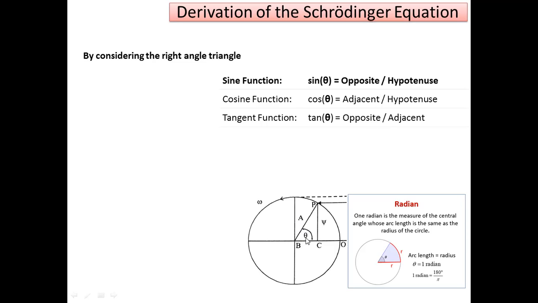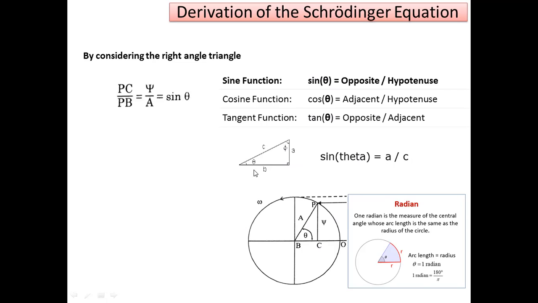And what is the cos theta? This is the adjacent, and this is the hypotenuse, and the ratio between these two is called the cos theta. For the tan theta, it is the opposite divided by the adjacent, and the ratio between those two is called the tan theta. Here we are going to use the sine theta. Sine theta is the opposite divided by the hypotenuse. Opposite is A, hypotenuse is C, so A over C is called the sine theta.